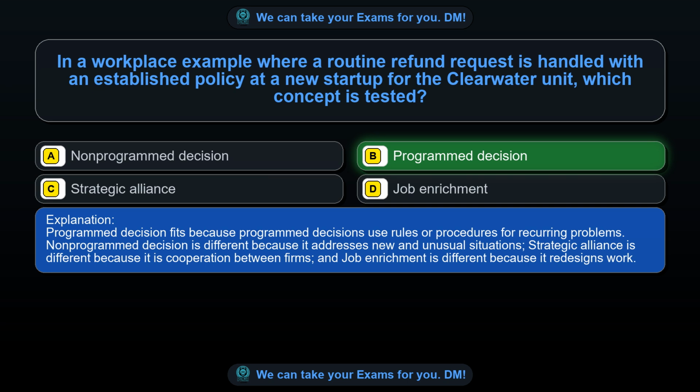Strategic alliance is different because it is cooperation between firms, and job enrichment is different because it redesigns work.